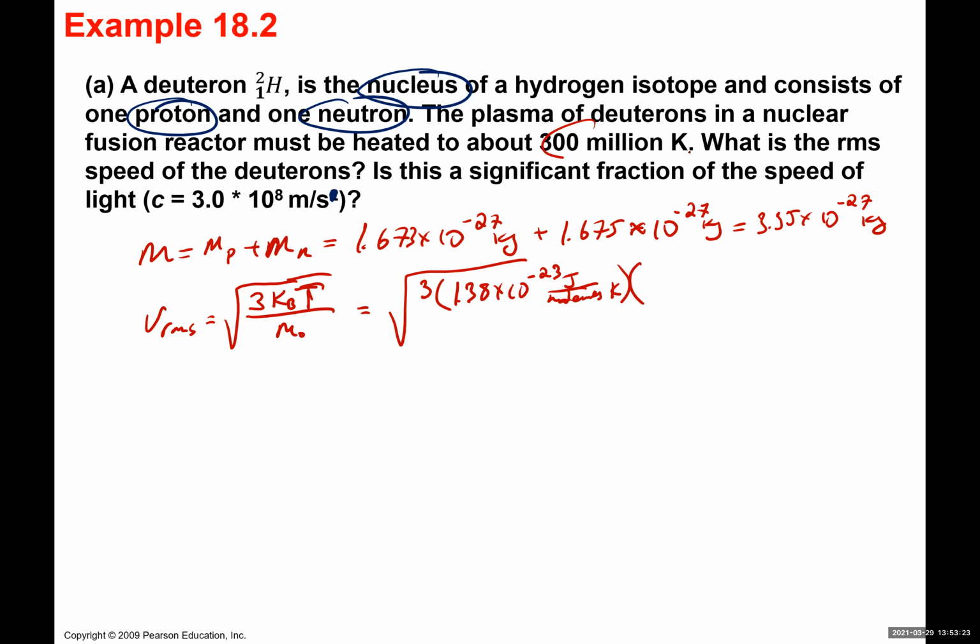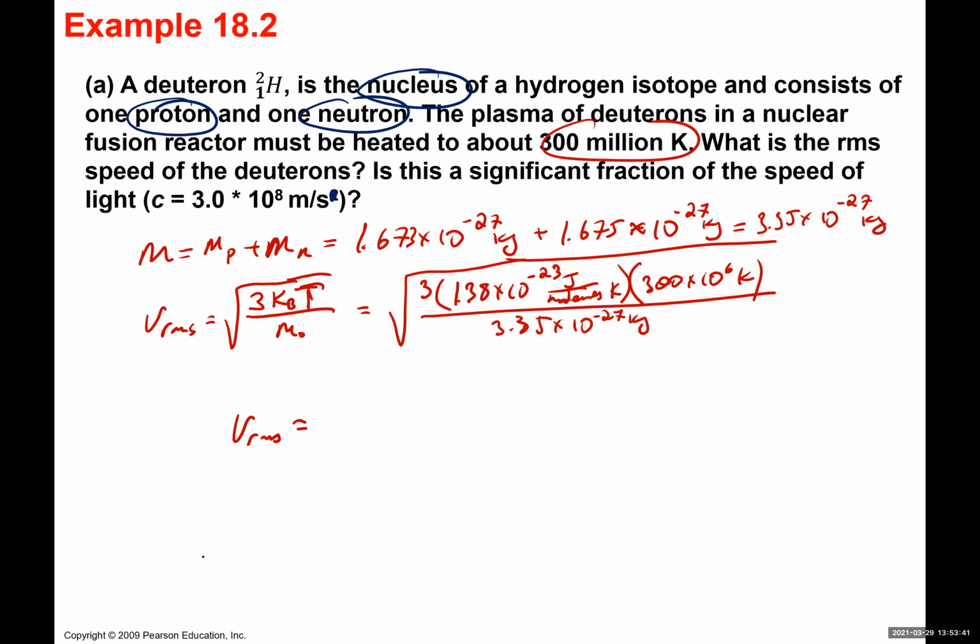So 300 million Kelvin, we're already given in Kelvin. So we just write that as 300 times 10 to the 6 Kelvin. That's 300 million Kelvin. And divided by the total mass, 3.35 times 10 to the negative 27 kilograms. And I can say then VRMS is equal to, once I calculate that, 1.93 times 10 to the 6 meter per second. Now it says, what is the significant fraction of the speed of light?